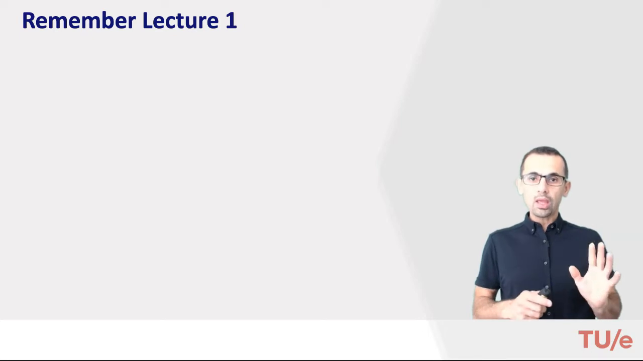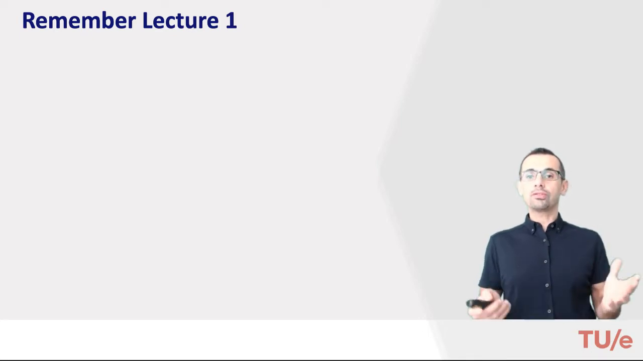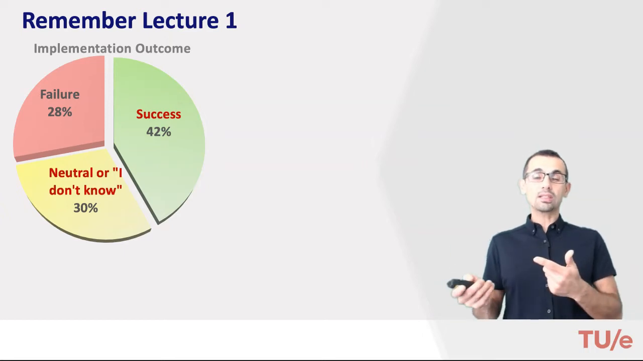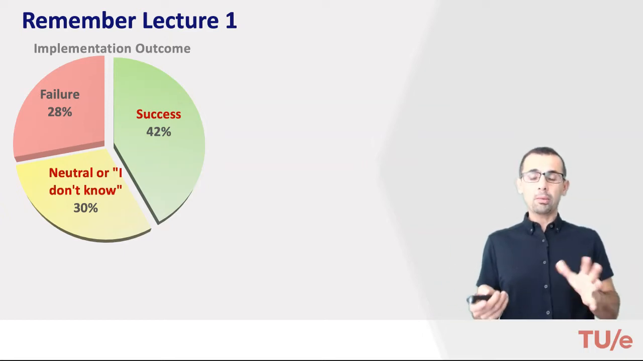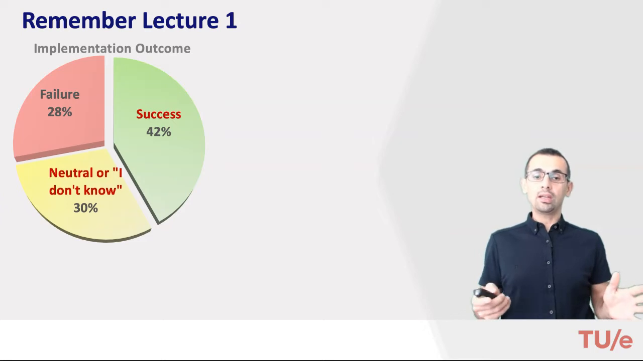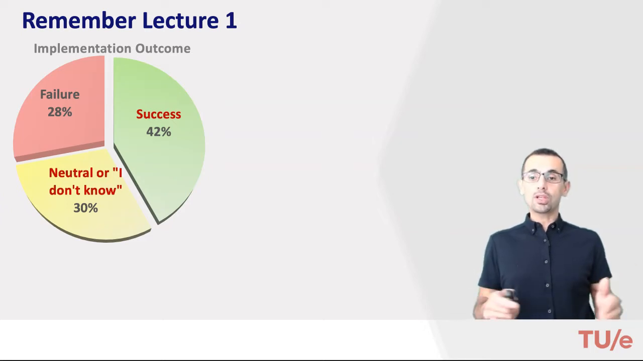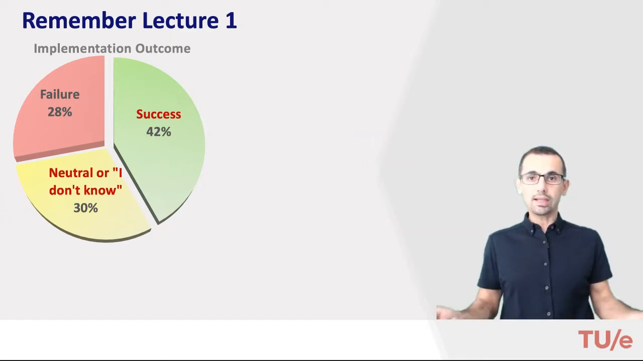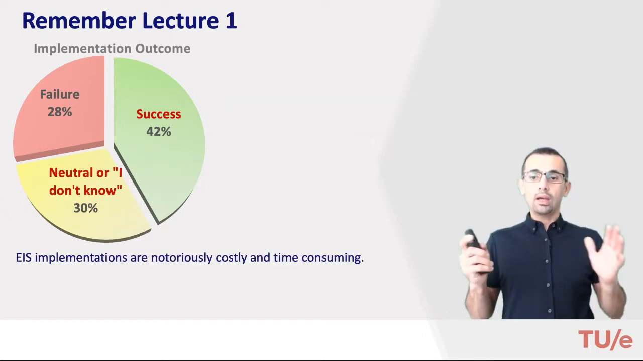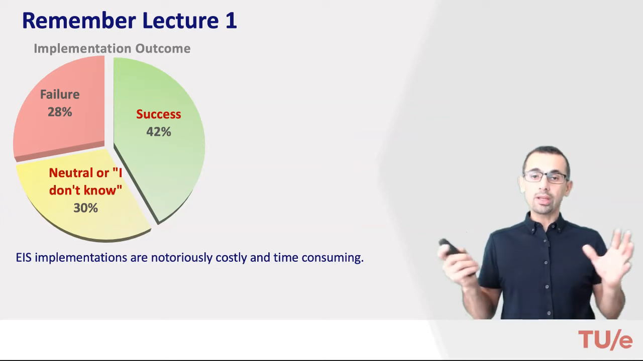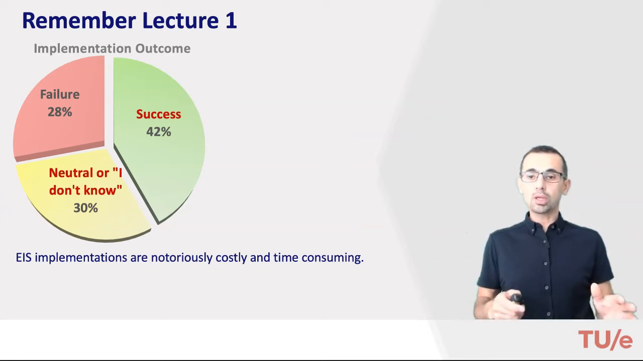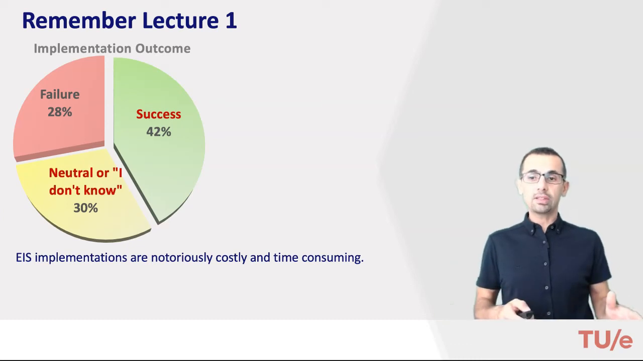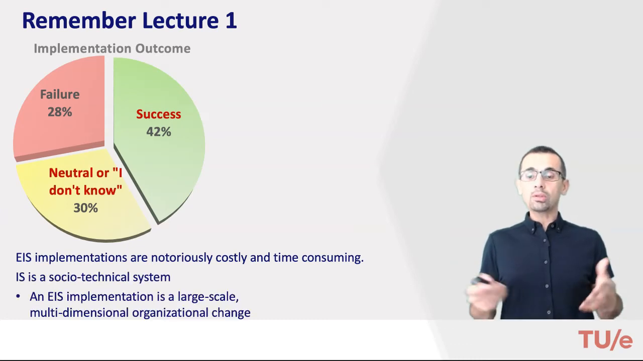Now there I mentioned the success rates of enterprise information system projects, and as you can see the success rate is about 40%, not very high, and about 30% of the projects are complete failures. That means they're not used or totally wasted. So enterprise implementations are notoriously costly and time consuming, that we mentioned already. It takes time to realize the expected benefits. And why is it so difficult?